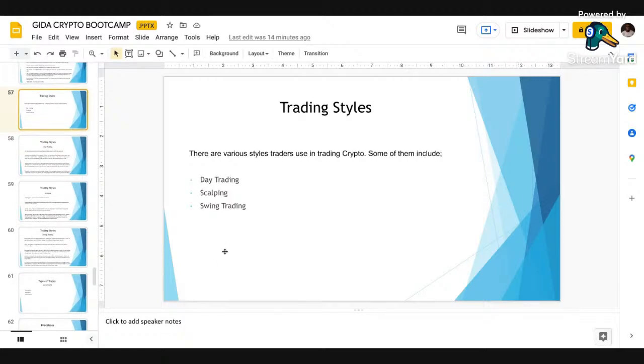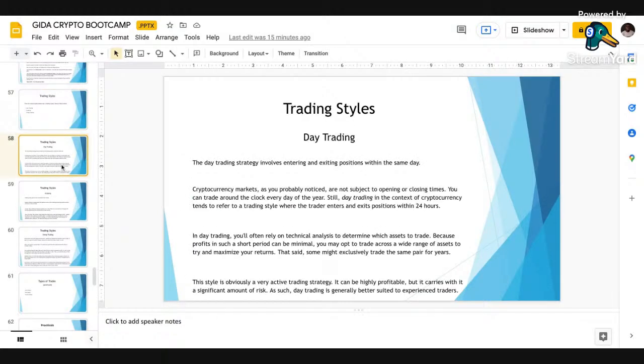Now, there are various trading styles that traders use in trading crypto. What are the trading styles? Let's talk about this today. So, the various trading styles that traders use in trading crypto are: we have day trading, we have scalping, and then we have swing trading. We look at it quickly, and we don't have much time. I think this will be the last we discuss. Then we'll do the practical for tomorrow.